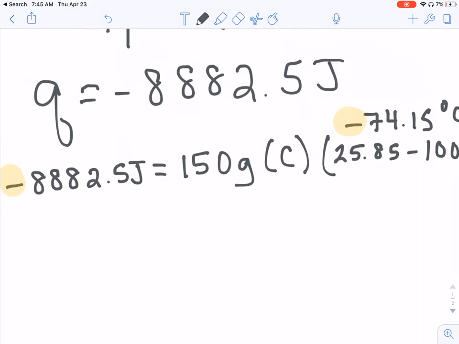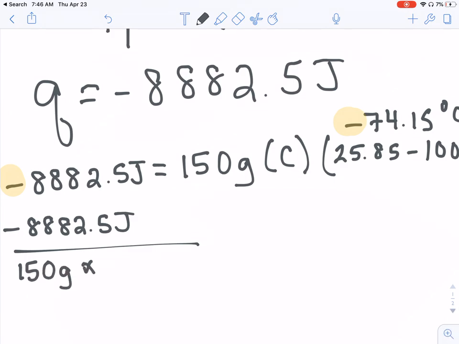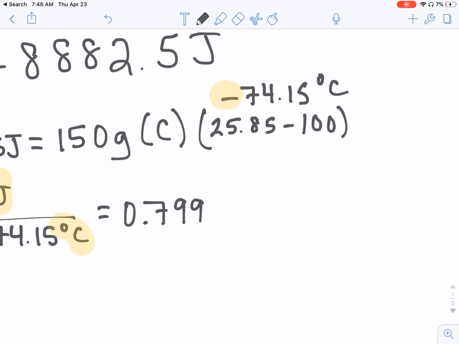All right, so mathematically, I'm going to do negative 8,882.5 joules divided by 150 grams, which is multiplied by negative 74.15 degrees C. And hopefully you can see here your units are joules per gram degree C, which is exactly what you want for a C. And this comes out to be 0.799, or if we're going to go just 2 digits after our decimal point, 0.80 joules per gram degree C, which is just 0.01 off from what granite's specific heat is in the chart that we have. All right, so this is the specific heat of granite.